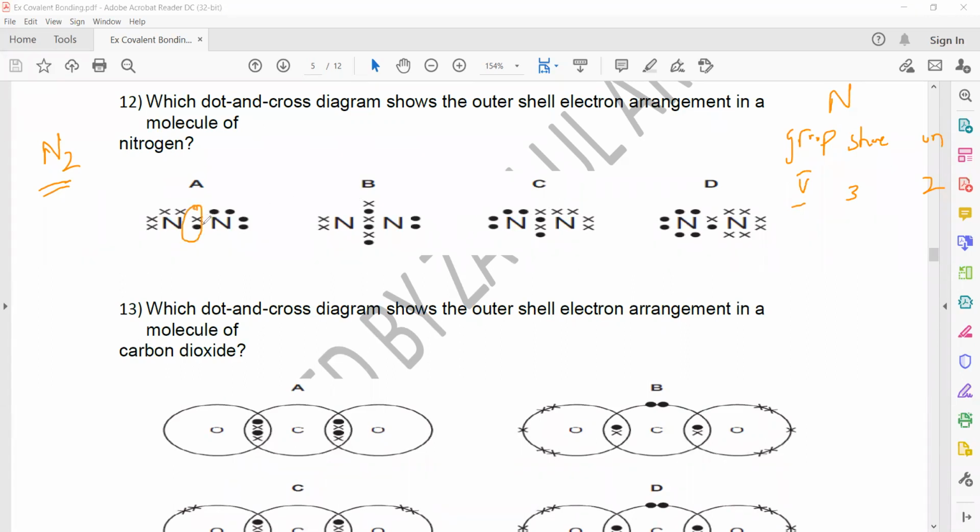This one is sharing only one. A pair is there, one from each, so that's wrong. This one is sharing 1, 2, and 3. So they are sharing 3 electrons from each, and the unshared will be 2. So that's why B is the right answer. Here you can see they are sharing 2 electrons from each nitrogen, and here each nitrogen is sharing 1.